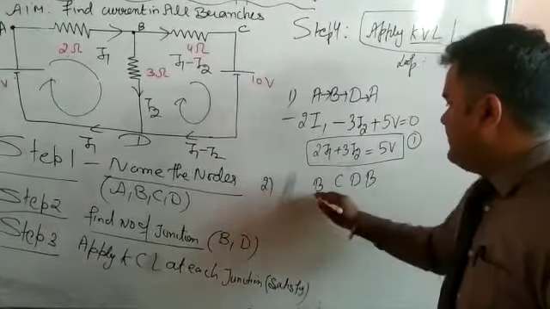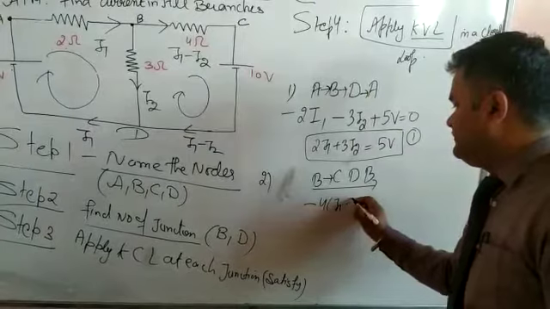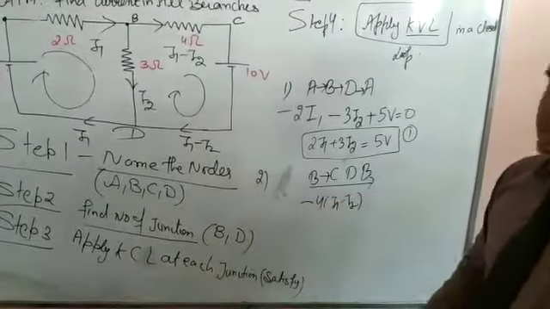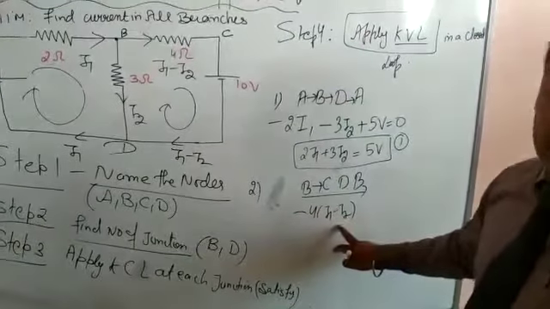Okay. Now while moving in a loop from B to C, you are moving in the direction of current. Now what is the current? I1 minus I2. What is the resistance? 4. Now what is the voltage? Again you are moving in the direction of current. What is the voltage? Current into resistance with a negative sign.